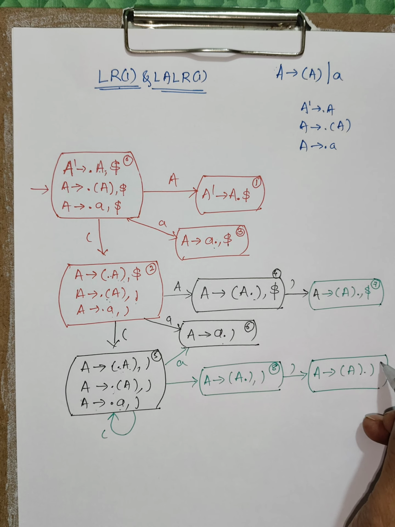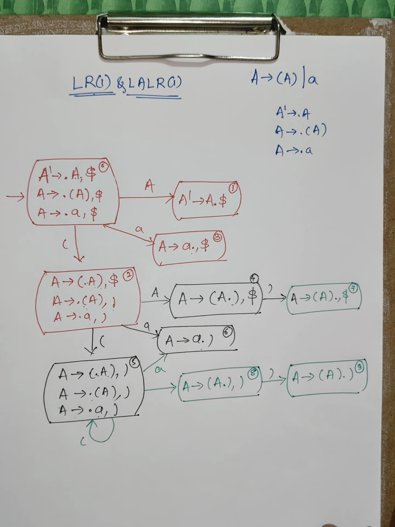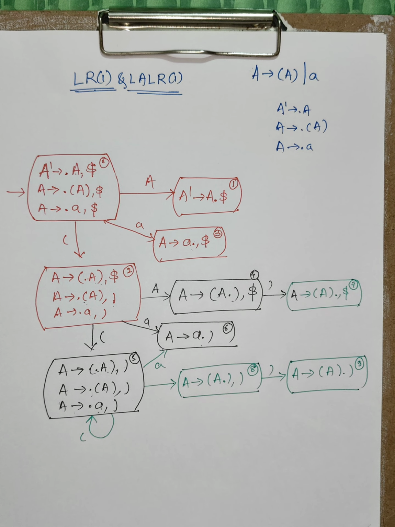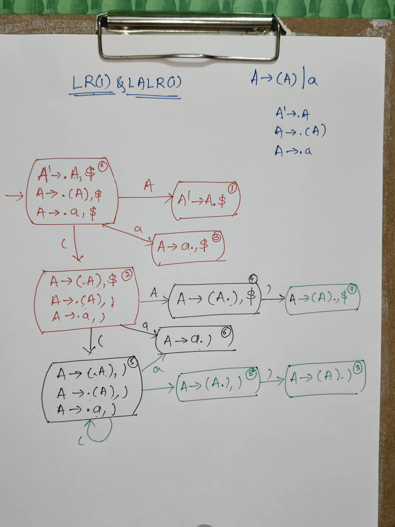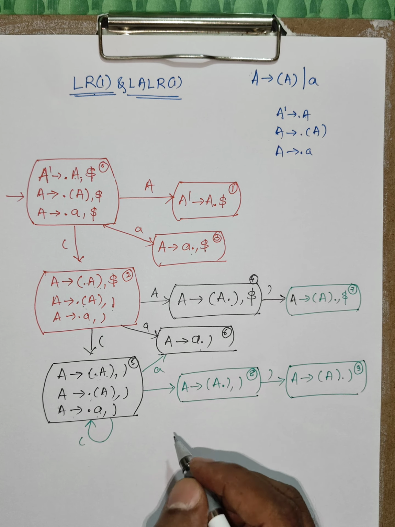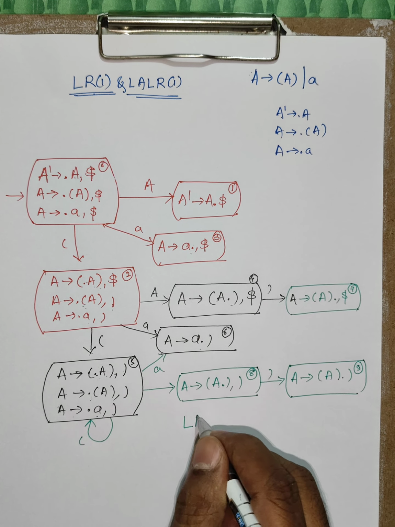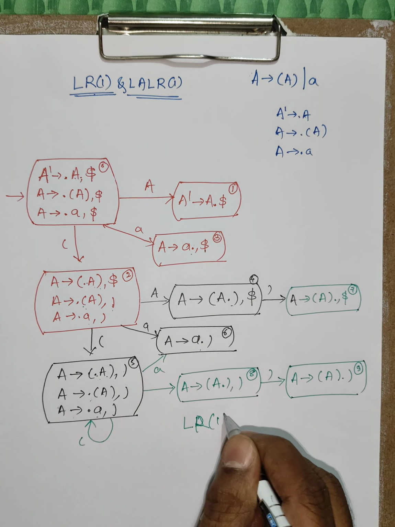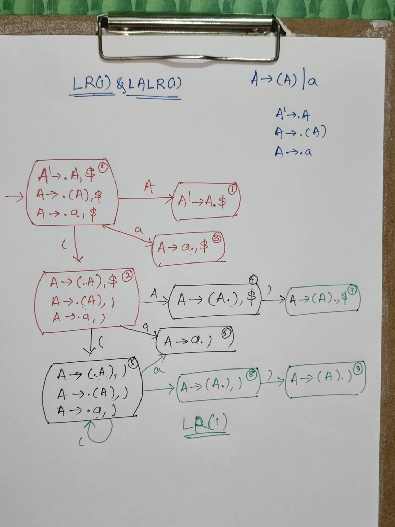This is 9. This is final state. Alright. This is LR1. LR1. Scan from left to right, rightmost derivation by 1. Next, LALR1.